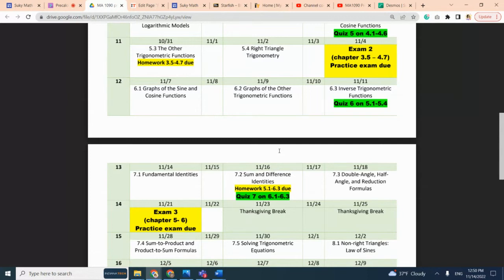And this Wednesday, we will have quiz 7 on 6.1 to 6.3. So hopefully, after today's class, you'll be prepared for the quiz. And when is our exam? Next Monday, before your Thanksgiving. So during the break, you can enjoy your break without thinking about math.